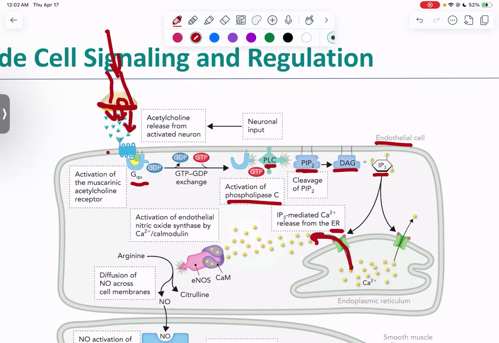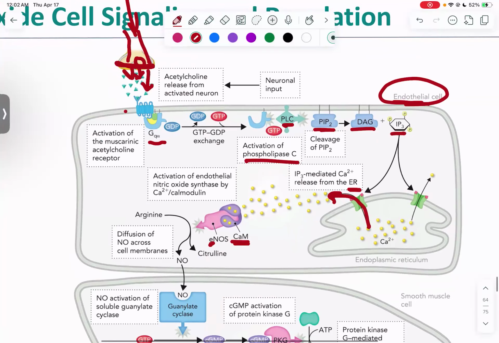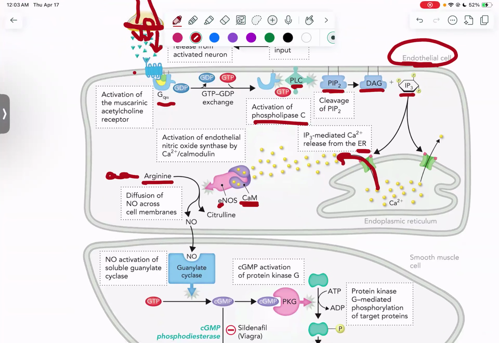So calcium comes out. Calcium binds to this complex, which is calmodulin, that's CAM. And then you have the nitric oxide synthase, and we have the little E in front of it because it is for the endothelial cell. So you activate this enzyme, and the enzyme changes the amino acid arginine into citrulline and nitric oxide. Nitric oxide will simply diffuse across the cell membrane. And so you have an endothelial cell on the outside, and then you have a smooth muscle cell right next to the endothelial cell.